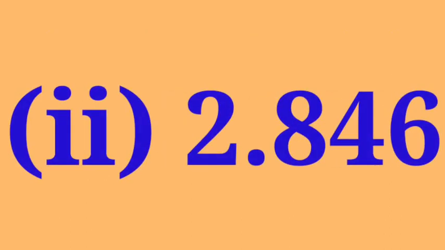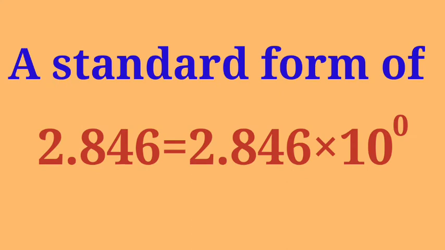The second example is to express 2.846 in the standard form. We say that a standard form for any number which is greater than 1 but less than 10 and having a decimal point is obtained by multiplying that number as it is by 10 raised to exponent 0. Now, our number in the standard form will be equal to 2.846 times 10 raised to 0.